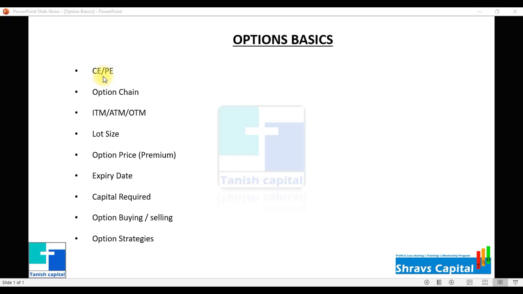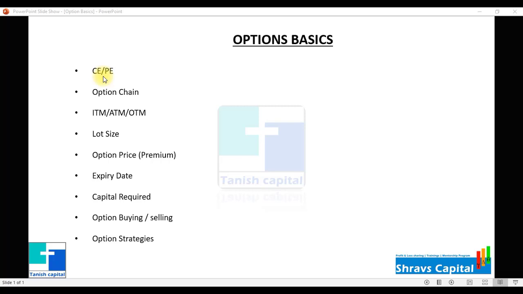So if you are thinking that the same TCS stock, which is trading around 2000 rupees, is going to fall, that the price is going to reduce to 1800 rupees or 1700 rupees in the near future, you can go and buy PE, which is the put option. So this is a simple definition and basic information about CE and PE. CE means call option and PE means put option.